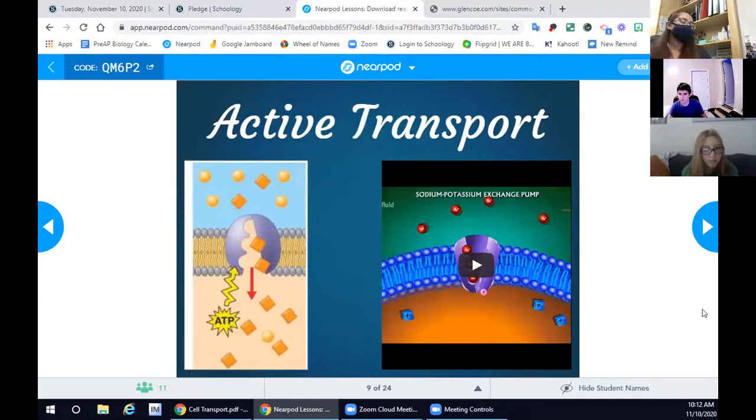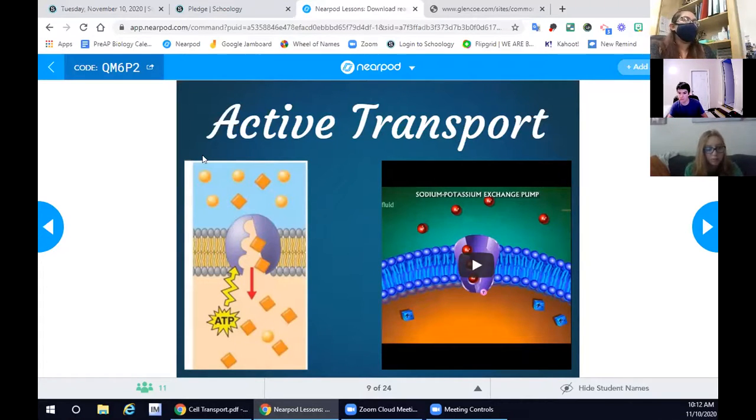All right, so now we're getting to active transport. And again, active transport needs energy. It's a lot harder because it's going against the gradient. When I mean against the gradient, it's not going from high to low, it's going from low to high. So it's trying to fight to get in the crowded area. And to do that, it's going to need energy.